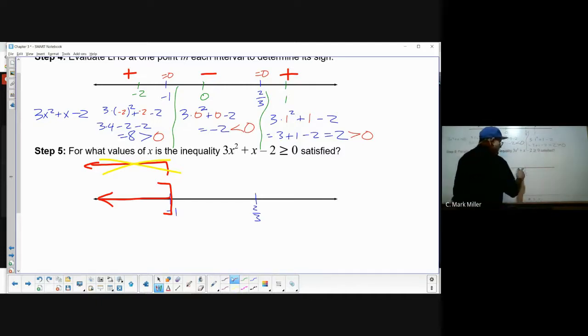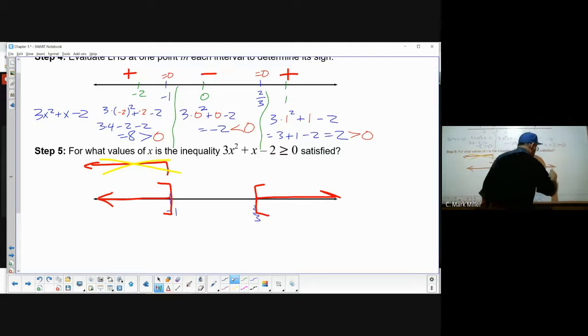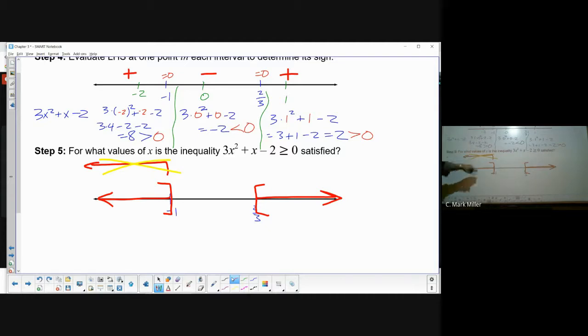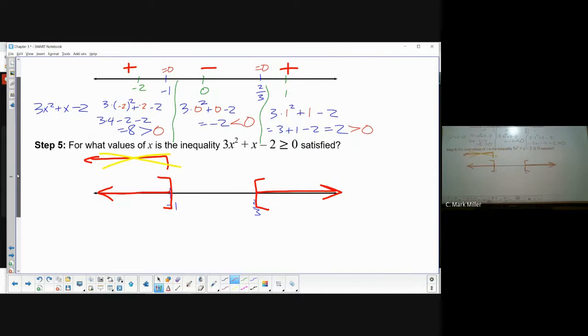Over here, we need 2/3 included because it equals 0 at 2/3. And we need to shade everything above 2/3. Okay? Your graph should be on the number line, not above or below it. Okay? Questions on that part?